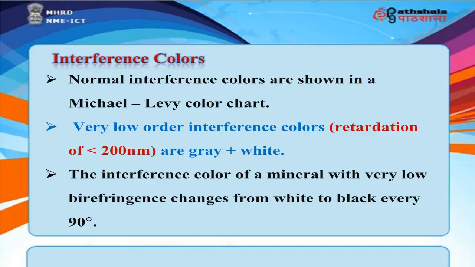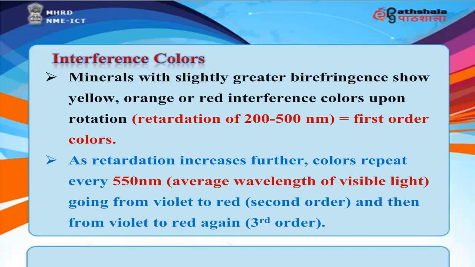Very low order interference colors, retardation of less than 200 nm or nanometers, are gray plus white. The interference color of a mineral with very low birefringence changes from white to black every 90 degrees. Minerals with slightly greater birefringence show yellow, orange, or red interference colors upon rotation. Retardation of 200 to 500 nanometers equals first order colors.